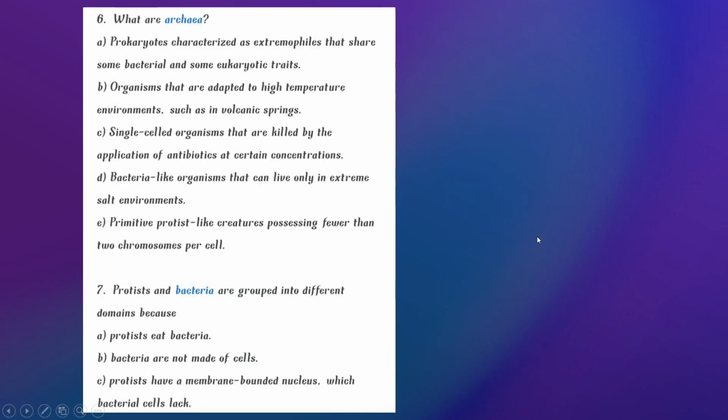Then what are archaea? Archaea are prokaryotes characterized as extremophiles that share some bacterial and some eukaryotic traits. Yes, this can be true. We have studied the three domain system, right? That is Eukarya, Bacteria, and Archaea. The prokaryotes characterized as extremophiles, we know that.